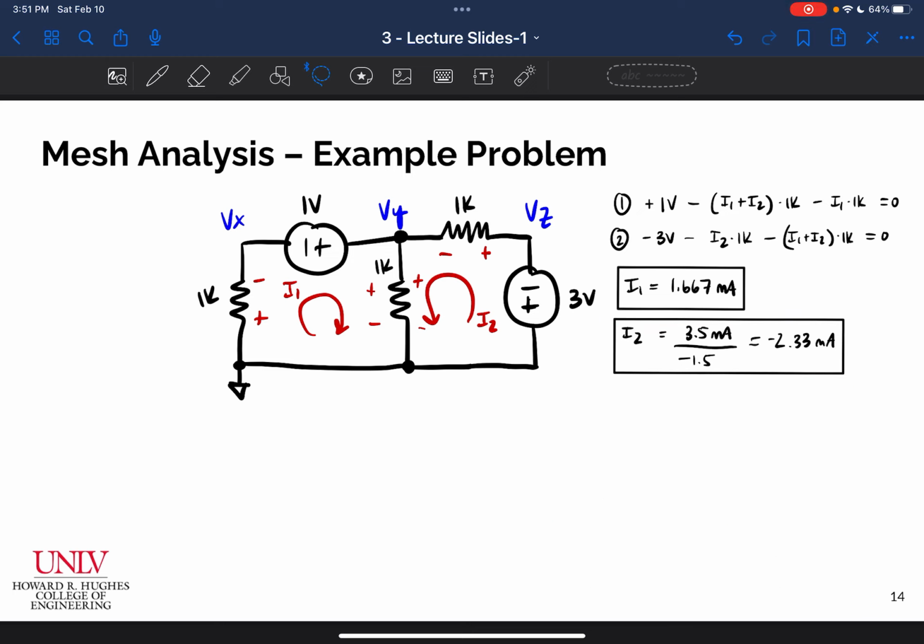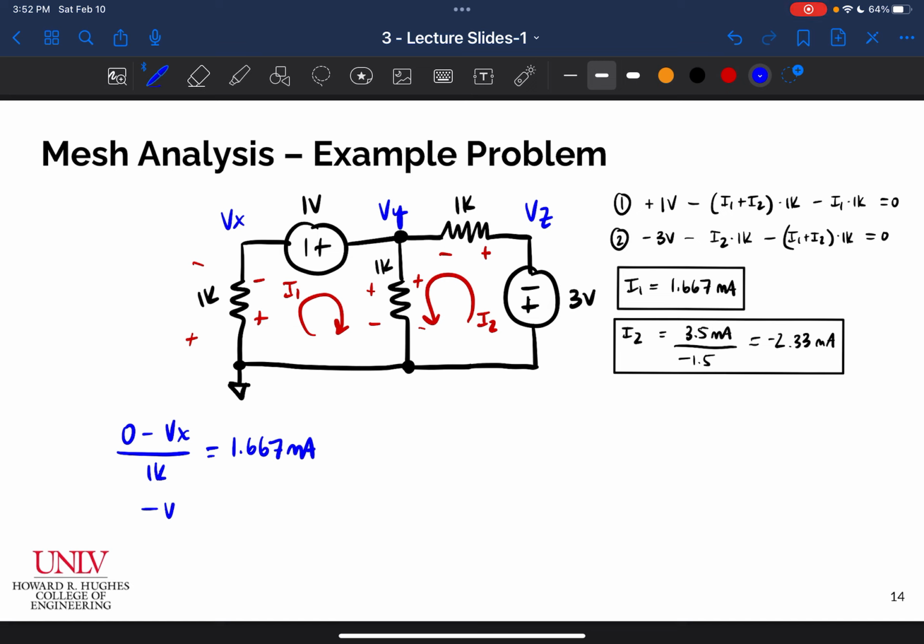Now we can go ahead and solve for Vx, Vy, and Vz. Okay, so Vx, pretty easy to solve. We just use Ohm's law. We want to know the drop across this resistor. That's going to be 0 minus Vx. Oops, let's go back to blue. 0 minus Vx divided by 1K is equal to the current I1, which we found to be 1.667 milliamps, right?